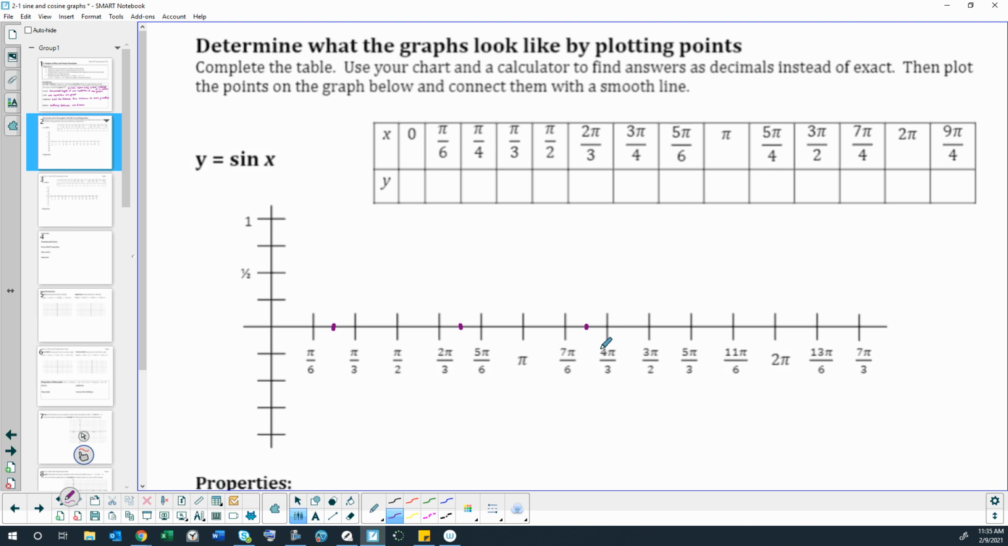So what's happening here is we've got a function. Our input or our domain value is an angle. And our output or our range value is a ratio. So plug in an angle, get out a ratio.